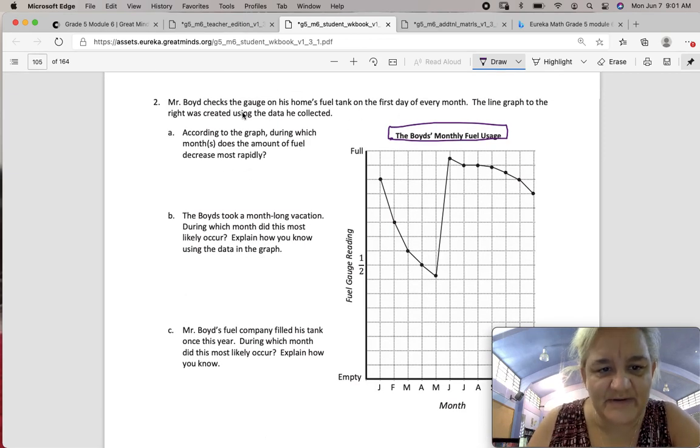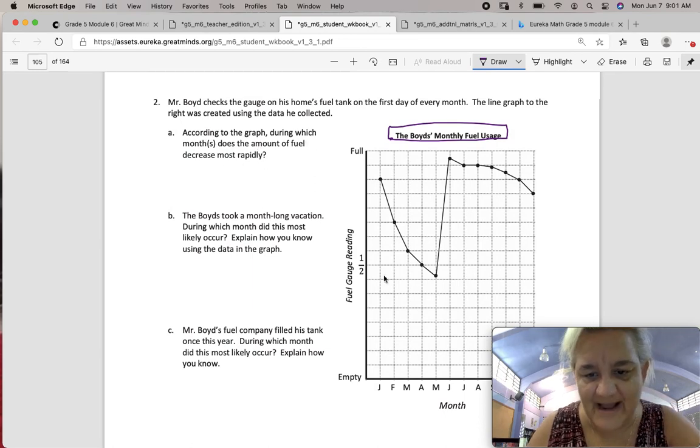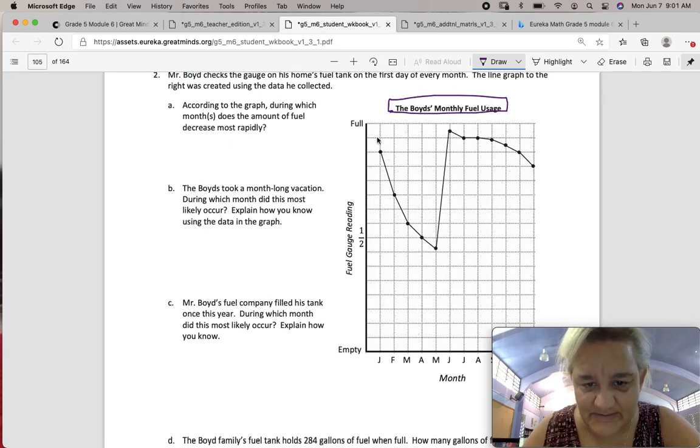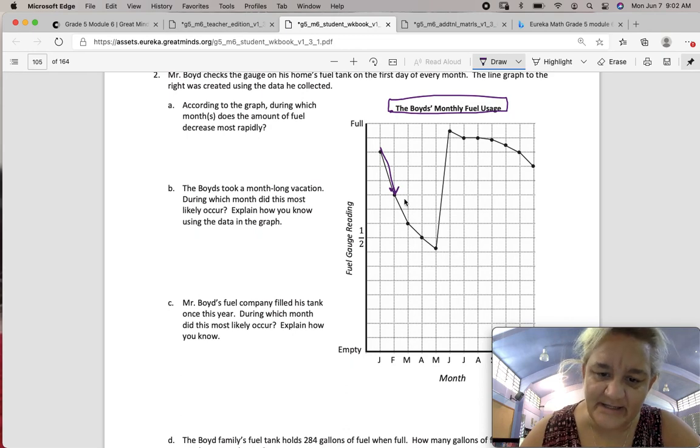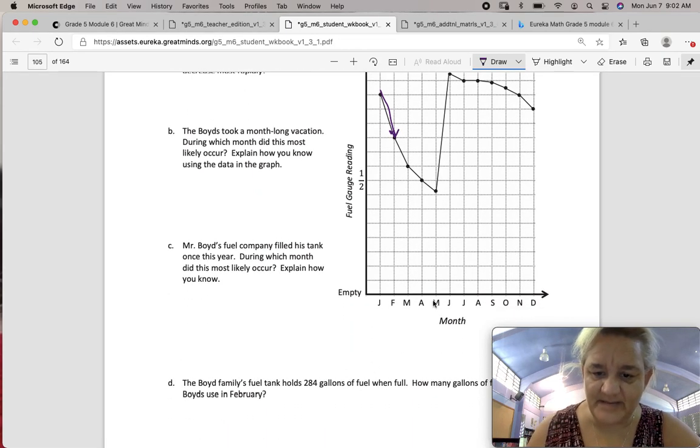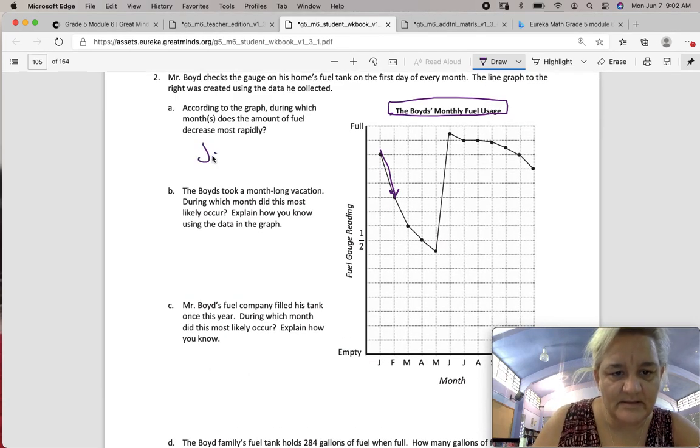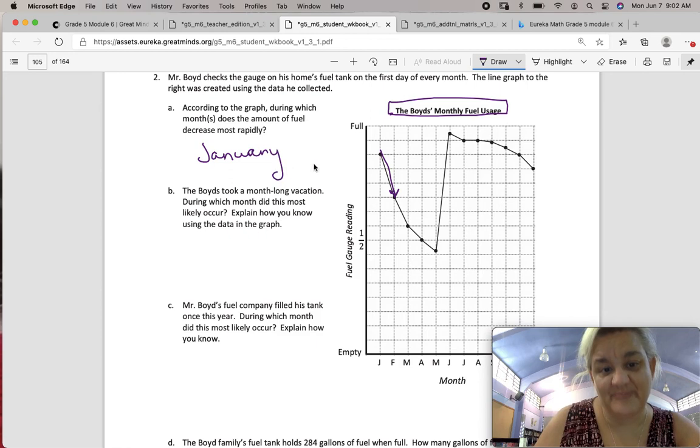The line graph to the right was created using the data he collected. According to the graph, during which months does the amount of fuel decrease most rapidly? Decrease most rapidly. So decrease goes down. Okay, so here in January, they used this amount, and then it kind of tapers down, and then they go back up, and then it goes down slowly. But right here in January, this is January, February, March, April, May, June, July, August, September, October, November, December. So in January, the fuel went down the most rapidly. Probably because in January it's cold, so you're using a lot of fuel in the United States.